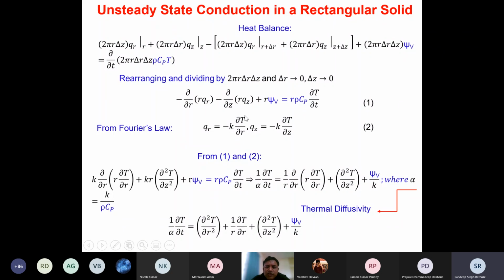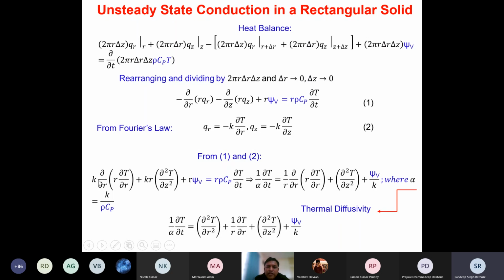So with these assumptions and this simplification, if we put Fourier's law of heat conduction in this equation, K we can take out so that this minus sign and this minus sign get cancelled out. So dou by dou r of r dou T by dou r, plus the second term, here also K we can take out, and this K dT by dz will be there. So what we will get is K r we can take out here, because it is not a function of z. So that is plus K r dou square T by dou z square plus r psi V, and that equals r rho Cp dou T by dou t.